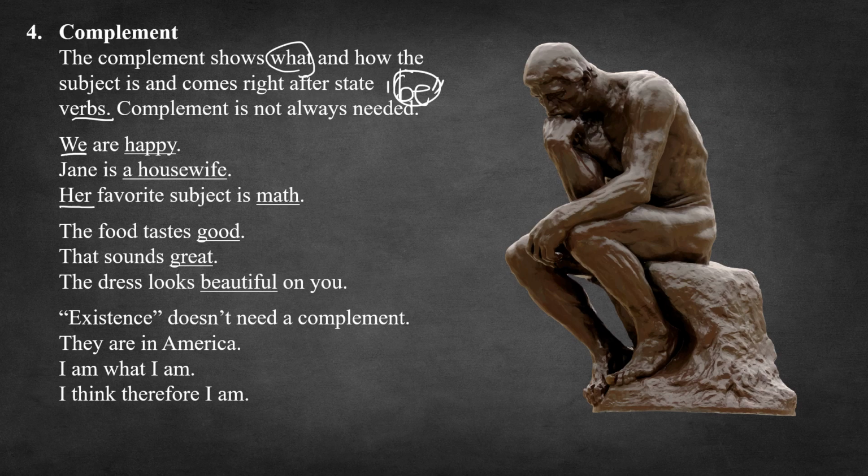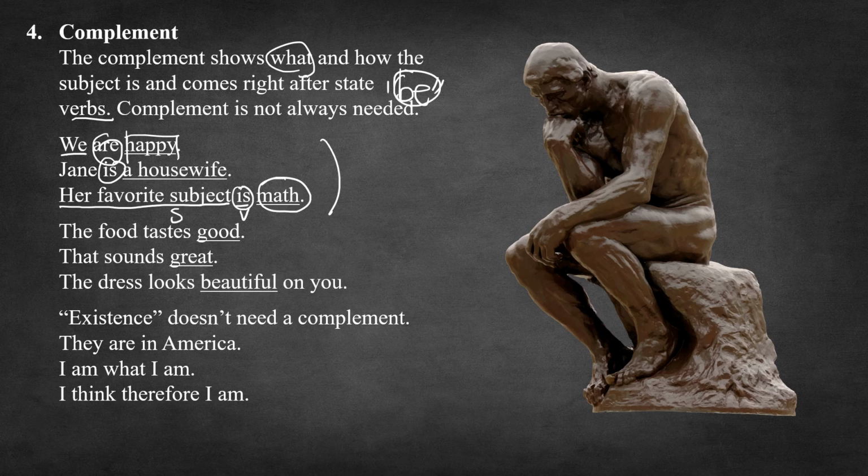Here, her favorite subject. This is the subject, and this is the verb. Her favorite subject is what? The information is not enough, so we need a complement. So after these be verbs, which are state verbs, we need a complement to make the sentence complete.